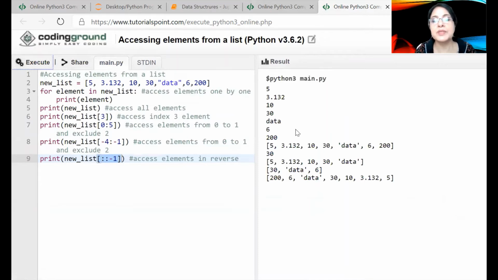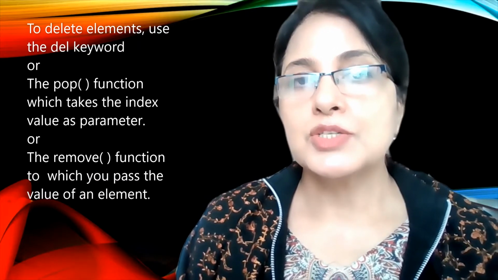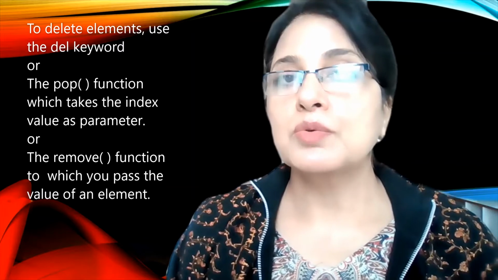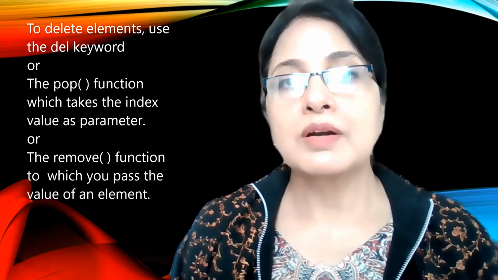When we execute, we'll see that the for loop has output all the elements of the list. We have the entire list using the print statement. We output the 4th element using index 3, and we can use slicing to output various elements from the list. We can also reverse the list using double colon and -1. To delete elements from a list, you can use the del keyword, or you could use methods pop or remove.